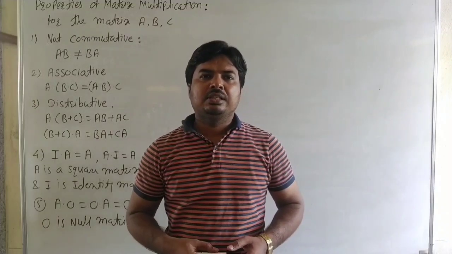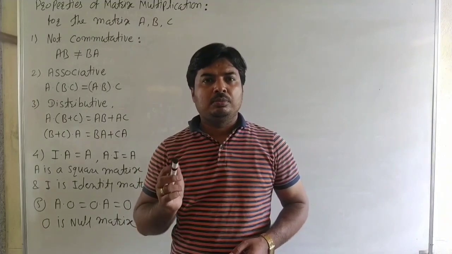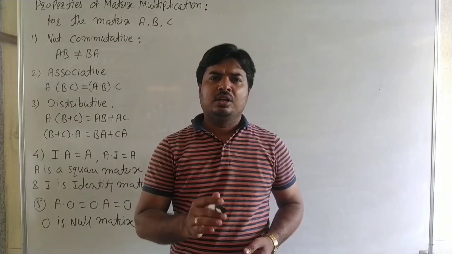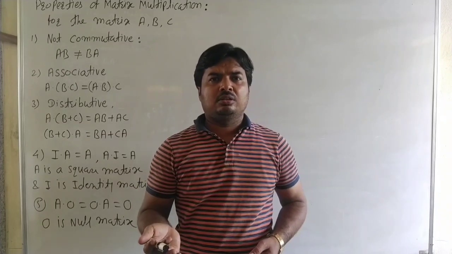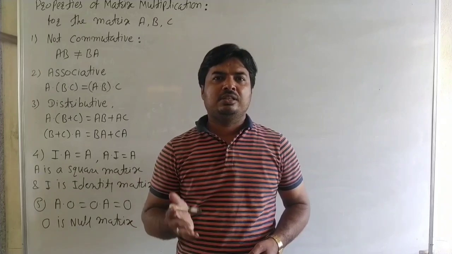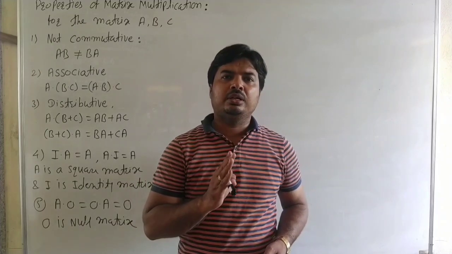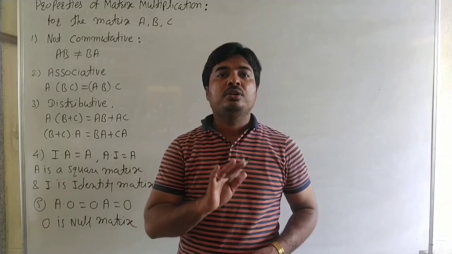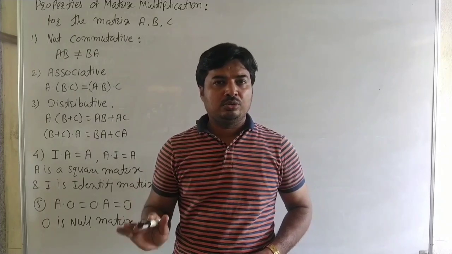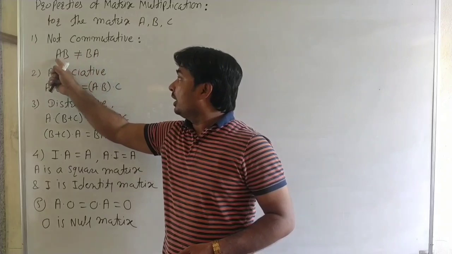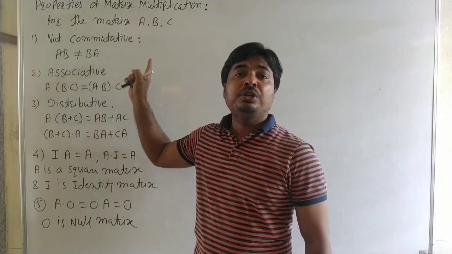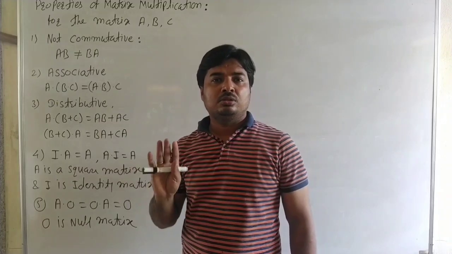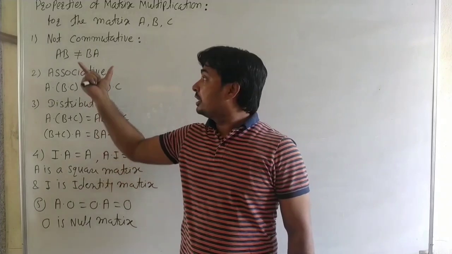Hello students, in this lecture we see the properties of the multiplication of the matrix. We saw three properties in the last two lectures: the commutative, distributive and the associative. In matrix multiplication, the commutative law does not hold. A into B is not equal to B into A.